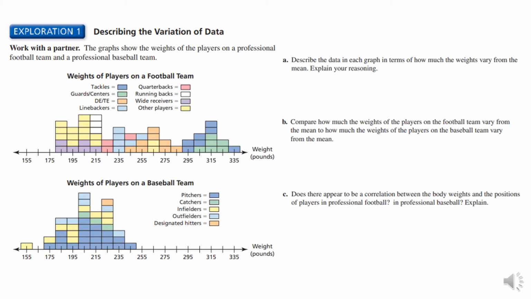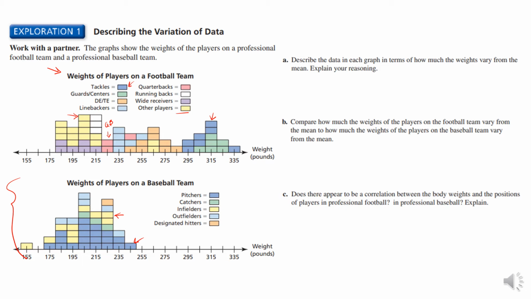The first thing you need to look at is what are they showing us here? These are the weights of players on a football team. And they show them by position, so you could color code it. So the tackles are the dark blue, and the light yellow is other players. The pink is the quarterback. Then over here is the weights of players on a baseball team. And the infielders are the beige, and the pitchers are the blue.